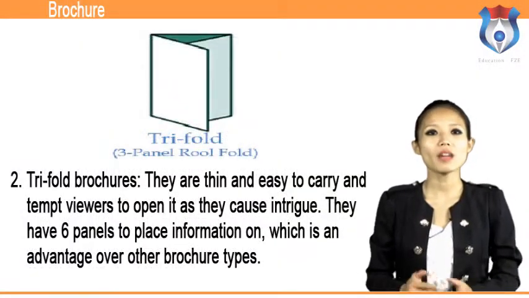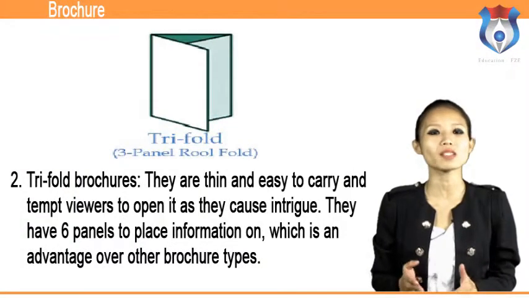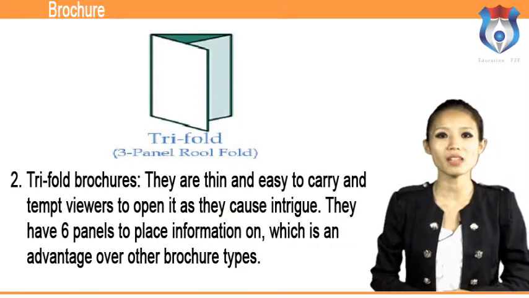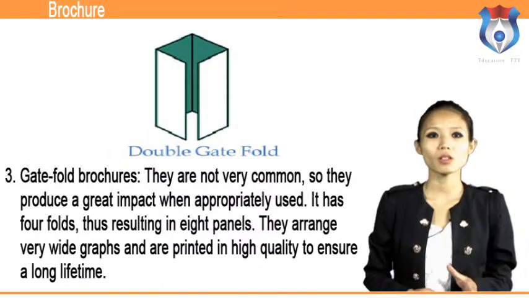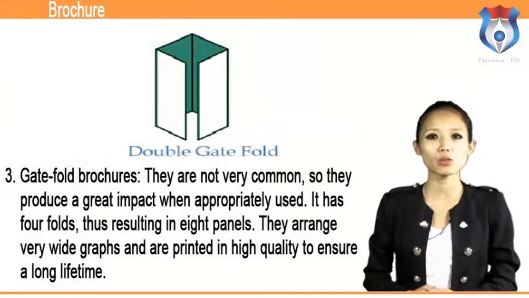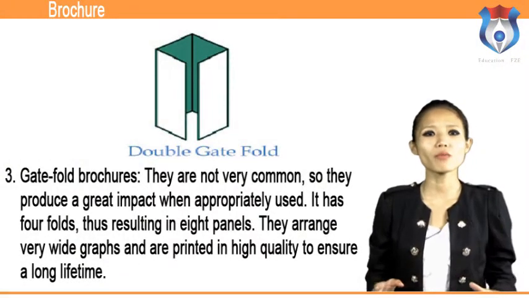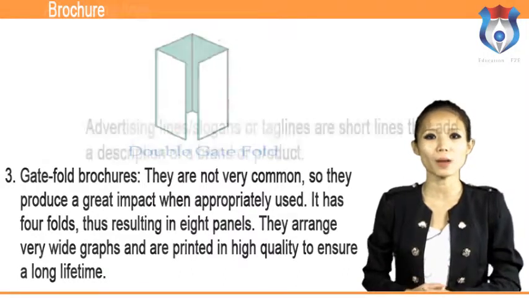Trifold brochures. They are thin and easy to carry and tempt viewers to open them as they cause intrigue. They have 6 panels to place information on, which is an advantage over other brochure types. Gatefold brochures. They are not very common, so they produce a great impact when appropriately used. It has 4 folds, thus resulting in 8 panels. They arrange very wide graphics and are printed in high quality to ensure a long lifetime.